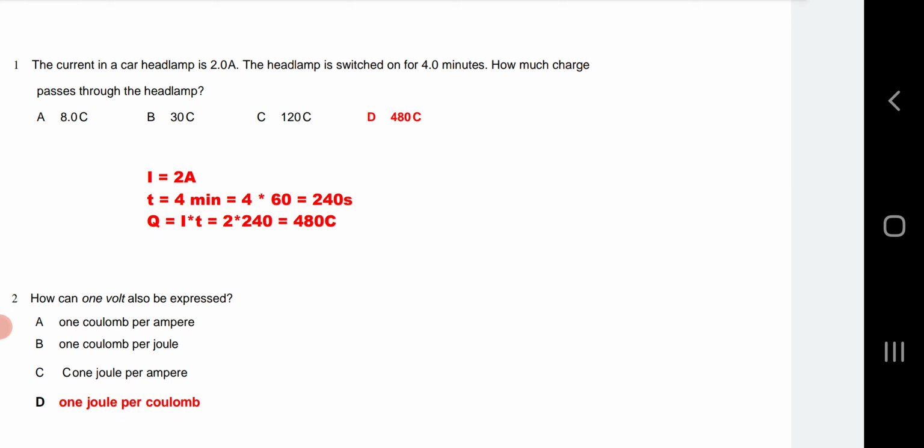Question number 1. The current in a car headlamp is 2 ampere. The headlamp is switched on for 4 minutes. How much charge passes through the headlamp?